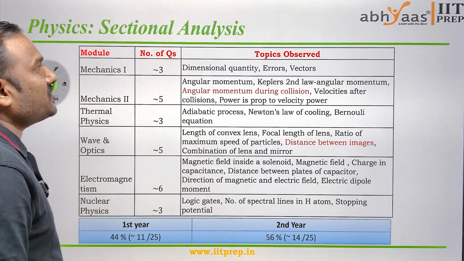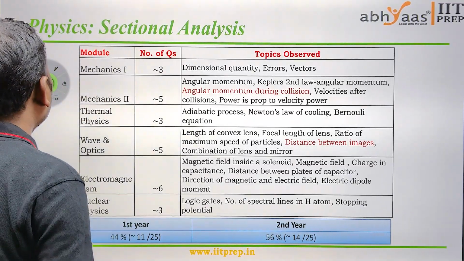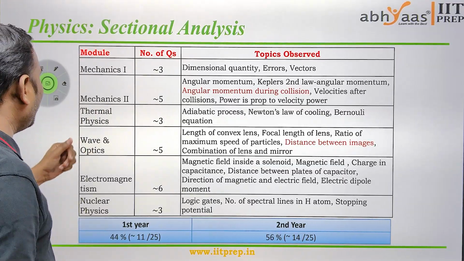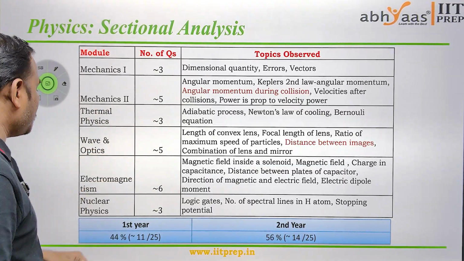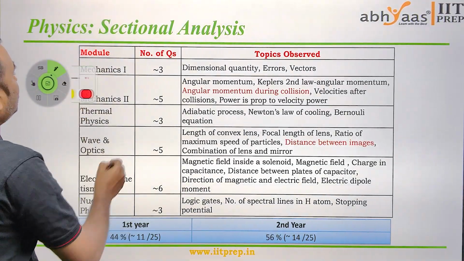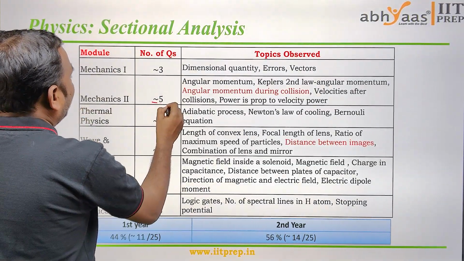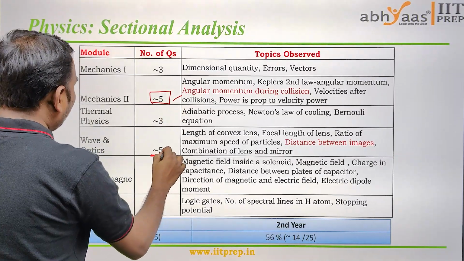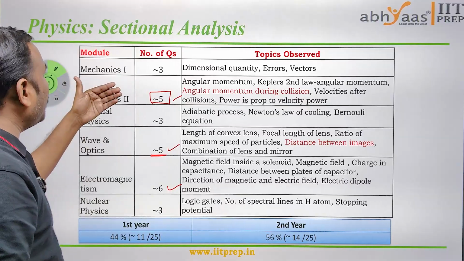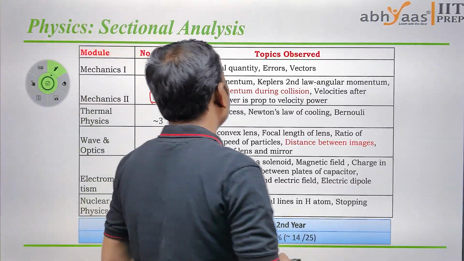Here, in the physics sectional analysis, if we observe, from mechanics 5 questions were given, from waves and optics 5 questions were given, and from electromagnetism 6 questions were given. These topics have more impact on the paper, with 5 questions and 6 questions. From the remaining topics and modules, we have seen fewer questions.